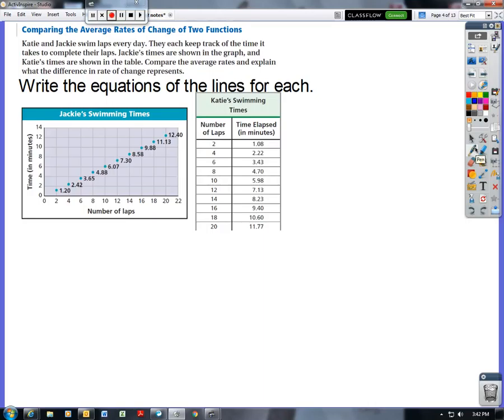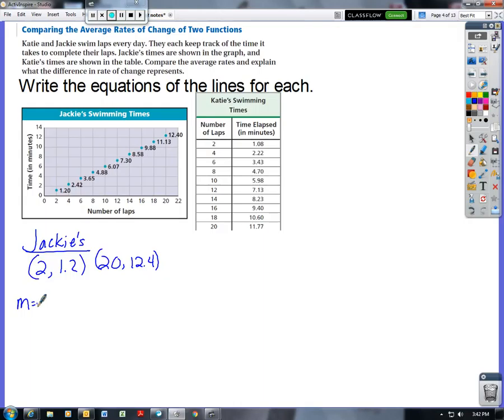So first of all, let's find Jackie's. So her rate of change is the same thing as her slope. So to find slope, we need 2 points. And a good idea is to use ones that are far apart. So I'm going to use the point 2, 1.2, and the other point is 20 and 12.4.